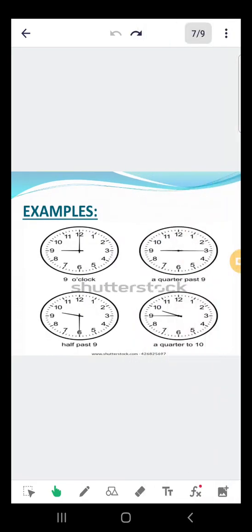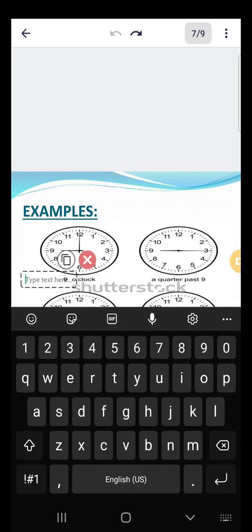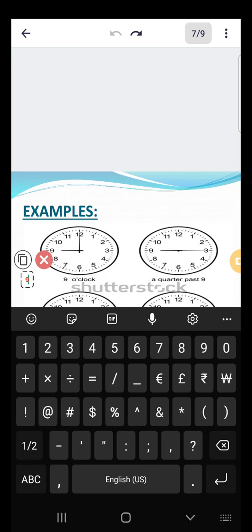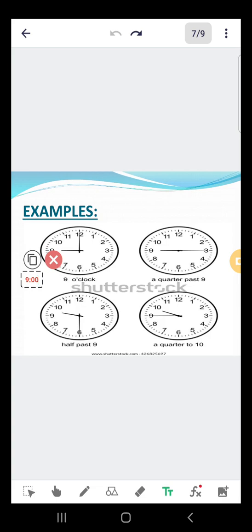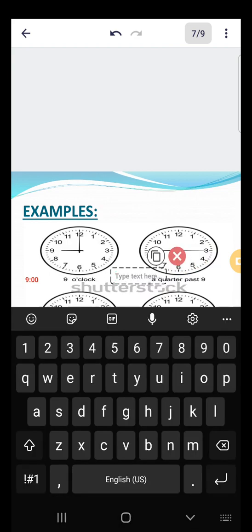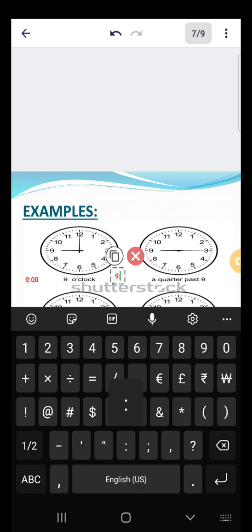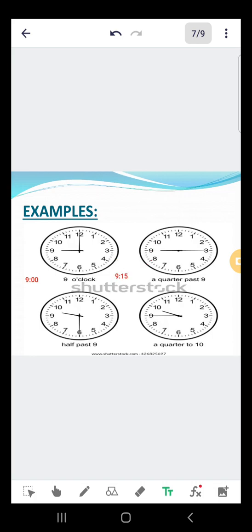The first clock represents 9 o'clock, where the hour hand is at 9 and the minute hand is at 12, that is 9 o'clock. How are we going to write it digitally? We can write it as 9 hours 0 minutes in a digital way. The next clock, here we can see it as a quarter past 9. It means it is 9 o'clock and 15 minutes. How are we going to write it in digital form? In the same way as I have told you now. 9 hours 15 minutes.